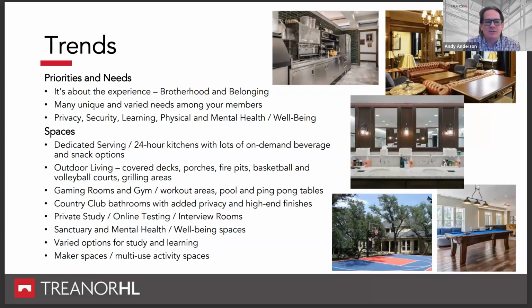Students like a variety of options for study and learning. No longer do you have the big just study room. You have lots of smaller group study rooms, some with soft seating, with chairs and couches, some with 4-top tables, some with built-in counters, and then those single-use rooms. So having a variety of places for members to study.